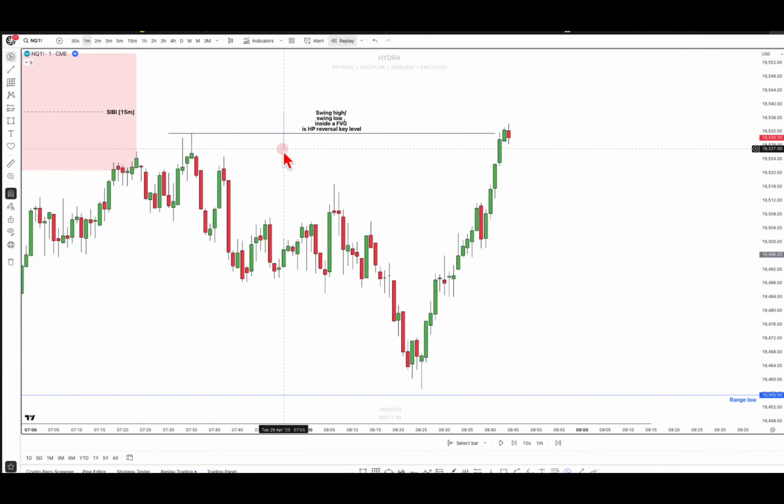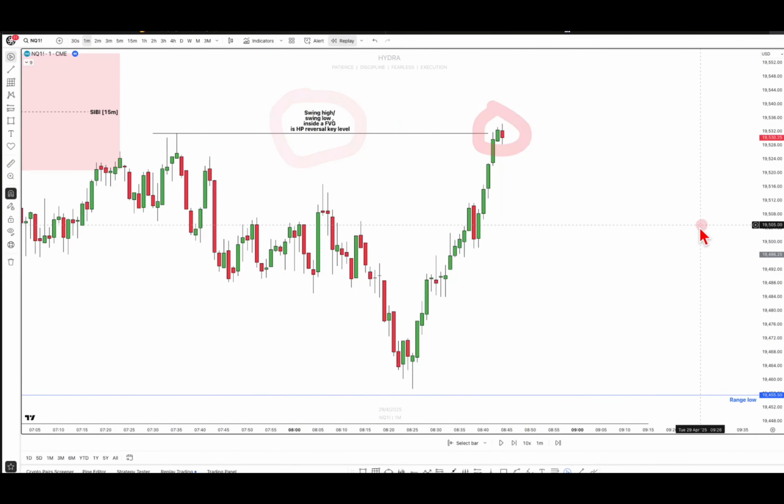This is something that I taught my students in 2023. So I have an old lecture about this inside our Discord. If you are interested, you can check it out. It's available inside the 2024 Discord workshop. So this swing high was inside a higher time frame bearish period, which is this 15-minute fair value gap. So this is a high probability reversal key level, right? And I was expecting price to reverse after taking out liquidity from here, and that's exactly what happened.